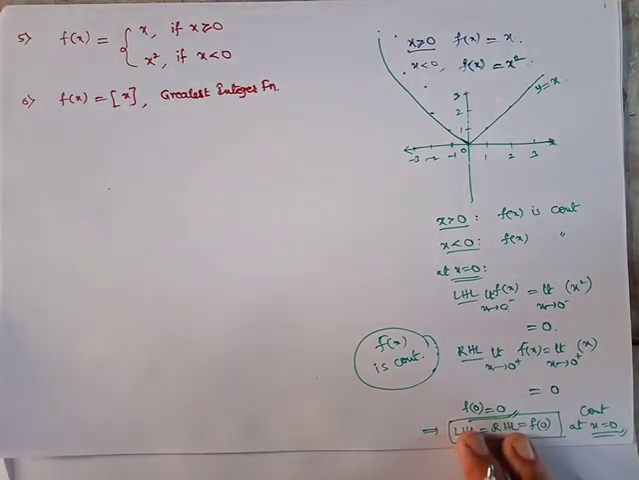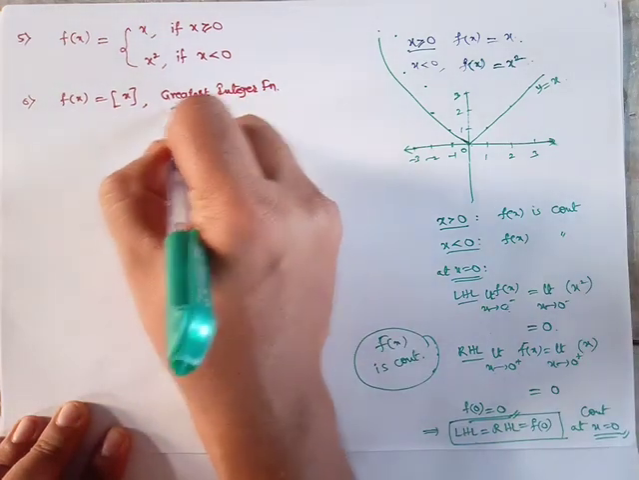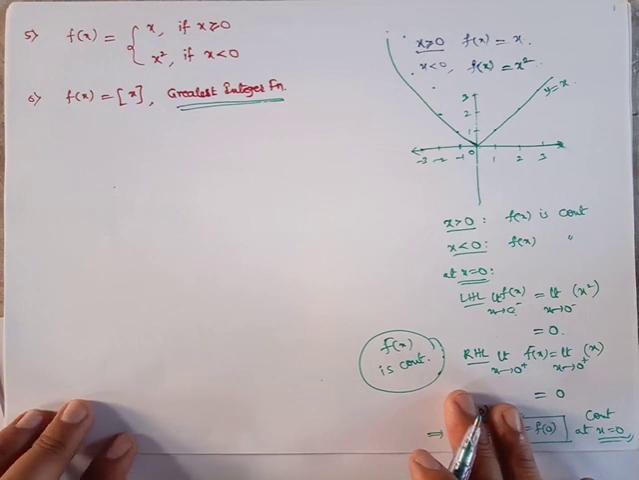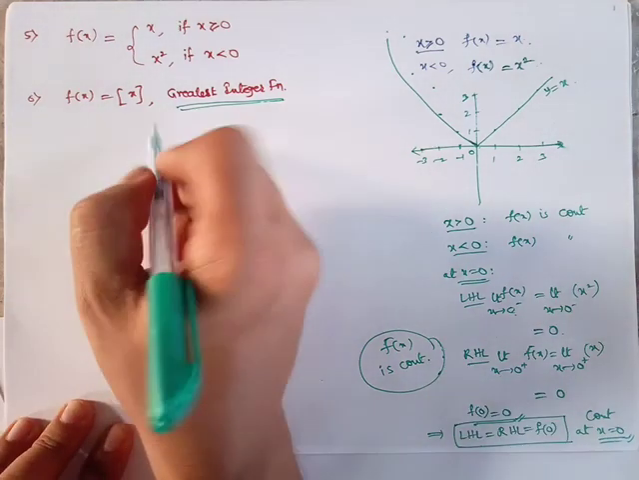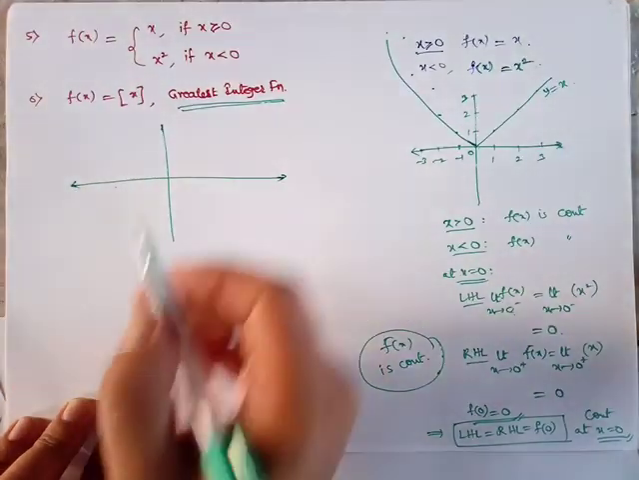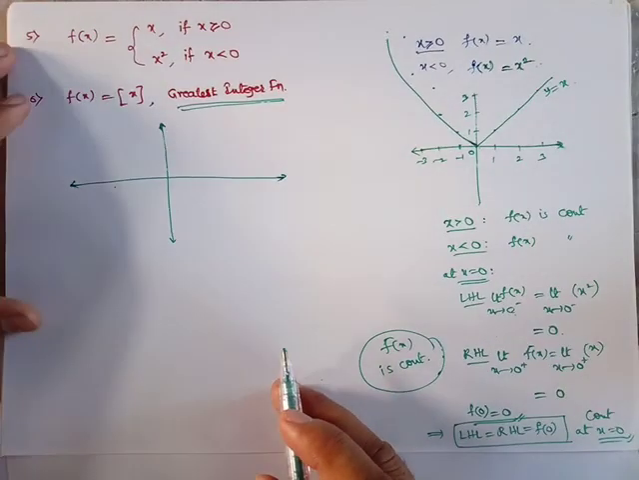Now coming to the next question, f of x is equals to step x. Step x is the greatest integer function. So for the greatest integer function, it's very important to understand where it is continuous and where it is not continuous. I will give only a few things, as we already know this greatest integer function.